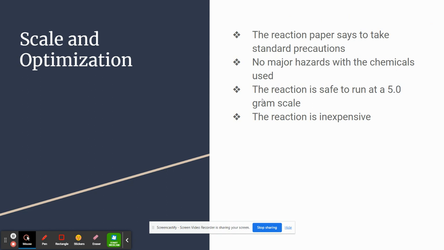My reaction paper in Organic Syntheses does not state anything about the reaction being dangerous at any scale, but it is safe at least at a 5-gram scale, which is what they did in their reaction. The paper says to take standard precautions like any other reaction, and the reaction is also fairly inexpensive, and there are not many different chemicals used in it.